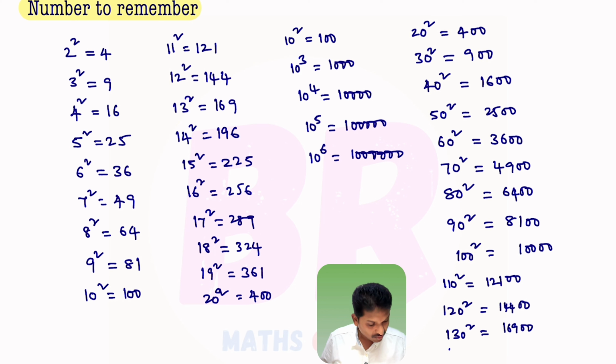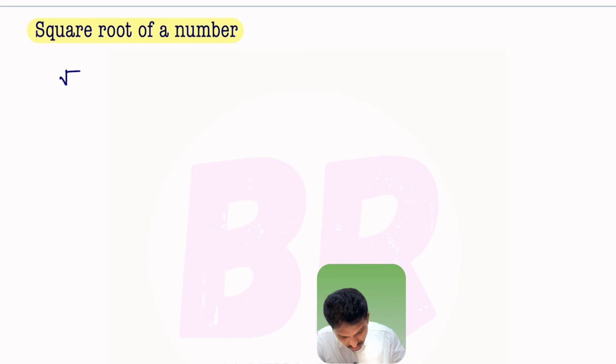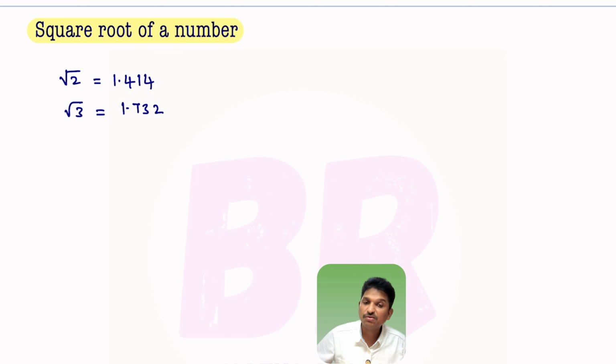16900. 150 square is there. 15 square is 22500. Not only these things, square root of a number. See, the root 2 value is 1.414. Root 3 value 1.732. We use these numbers directly while solving the problems, right? It is important if you know these values.